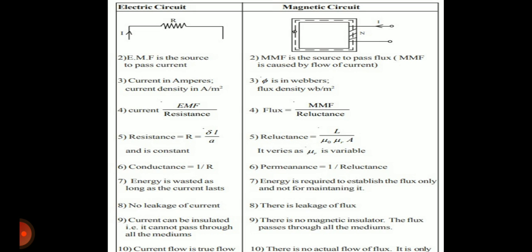Current flow is a true flow. There is no actual flow of the flux. So that is the difference between electric circuit and magnetic circuit. With this we are going to stop here.